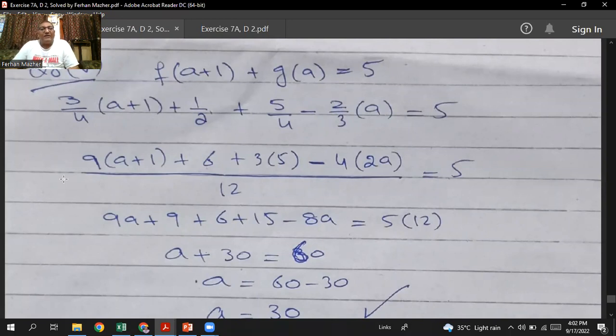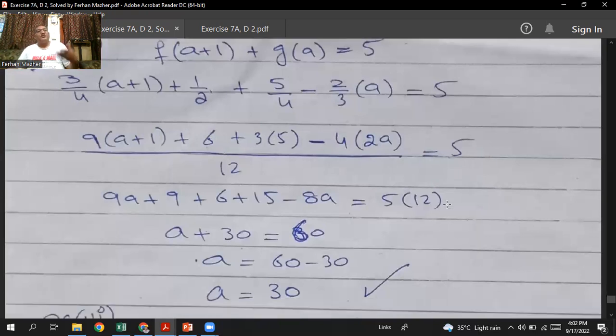I will take the LCM. The LCM will be 12. So it will be 9 bracket a plus 1 bracket close plus 6 plus 3 into 5 minus 4 into 2a, and the whole thing is equal to 5. So you will have 9a plus 9 plus 6 plus 15 minus 8a equals 5 into 12. So you will have a plus 30 equals 60. So a will be 60 minus 30, and how much will be a? 30. So this is how you will do this part.